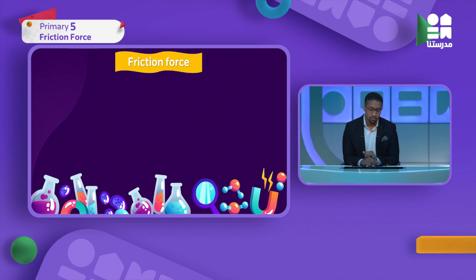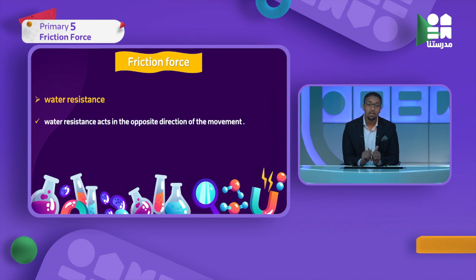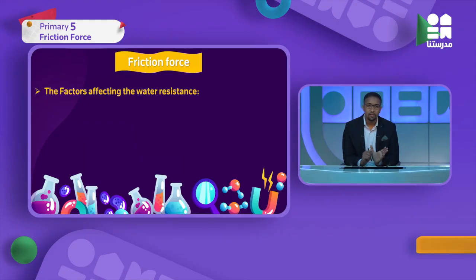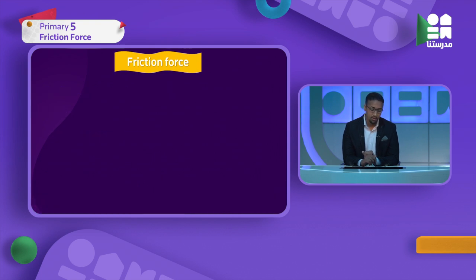So like what? Water resistant also acts in opposite direction like all friction force. Because it is a friction force, so it acts in opposite direction of motion. Factors affecting water resistance. The same factor that affect air resistant also affect water resistant. The speed of the body, which moves in water. Number 2, the surface area of the moving object.